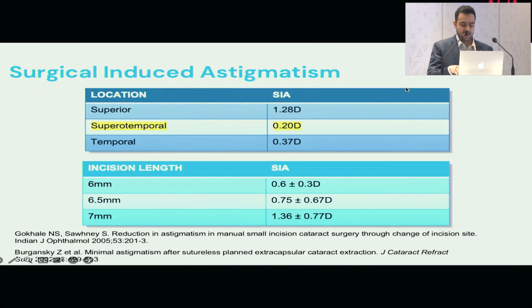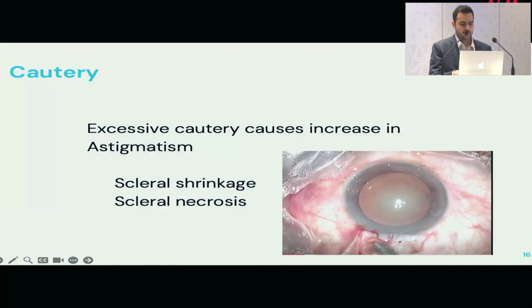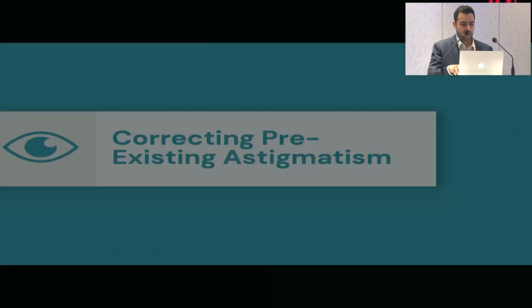And the incision length, as we talked about, the larger the incision, the more the chances of astigmatism. Excessive cautery also increases astigmatism, although I do not use cautery during SICS. But in cases where we use cautery, there can be scleral shrinkage and scleral necrosis, which lead to astigmatism.